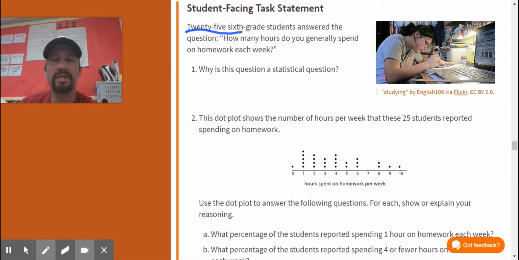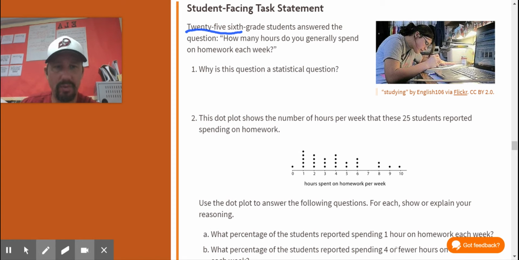Okay, why is this question a statistical question? You can collect data from it. Data variability. Question 2 shows these are all the answers. So we already said that there's 25 students. So here's their 25 dots on there, anywhere from 0 hours of homework up to 10 hours of homework per week. So question A, what percentage of students reported spending 1 hour on homework each week?